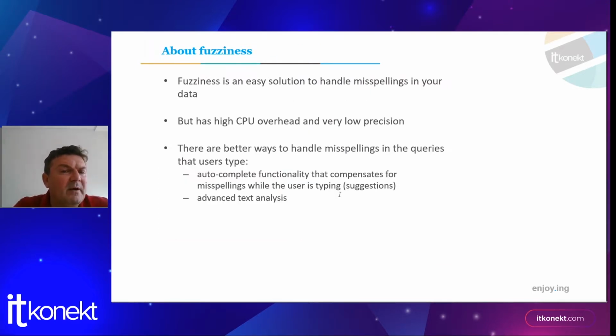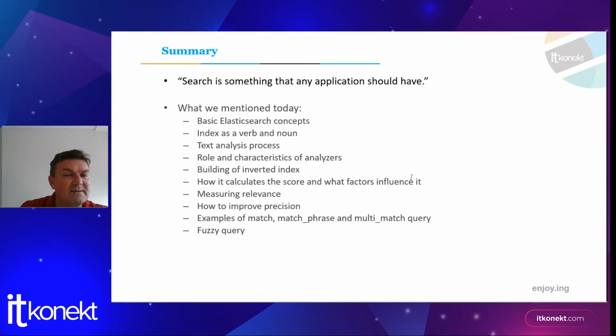Fuzziness is a very popular and easy solution to handle misspellings in your data, but has some limitations like high CPU overhead and very low precision. There are some better ways to handle misspellings in the queries that users type. For example, autocomplete or suggestions functionality that compensates for misspellings while the user is typing, and some advanced text analysis techniques. We already mentioned some text analysis techniques today.